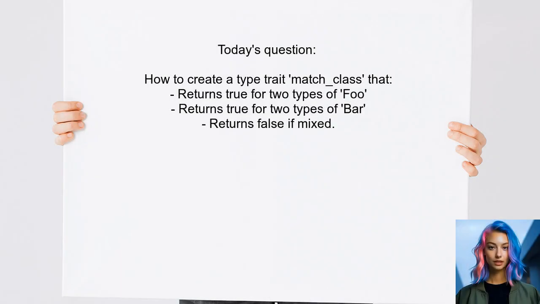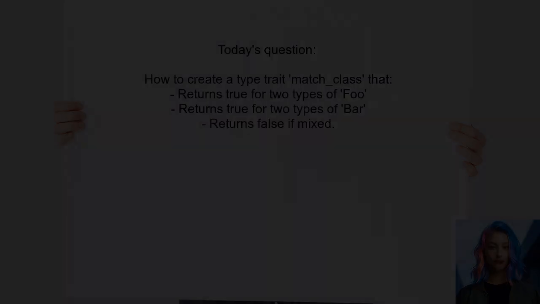Here's the specific question we're addressing today. A user asked how to create a type trait called match class that returns true for two types of foo or bar, but false if they are mixed. Sound familiar? Let's explore this together.